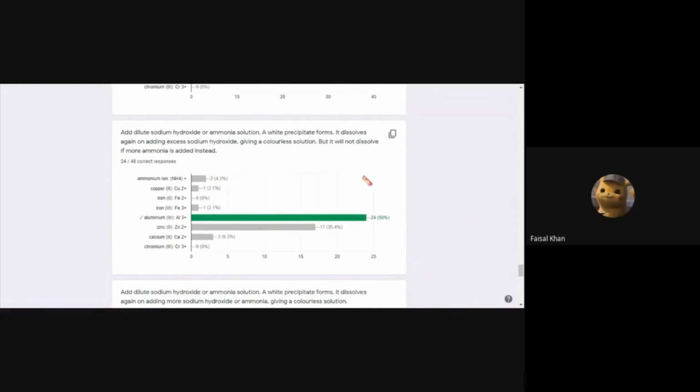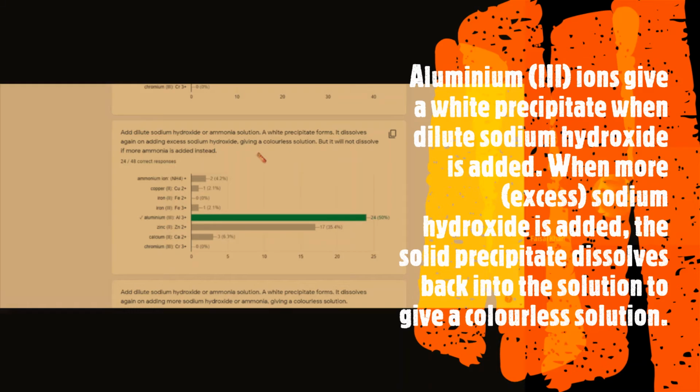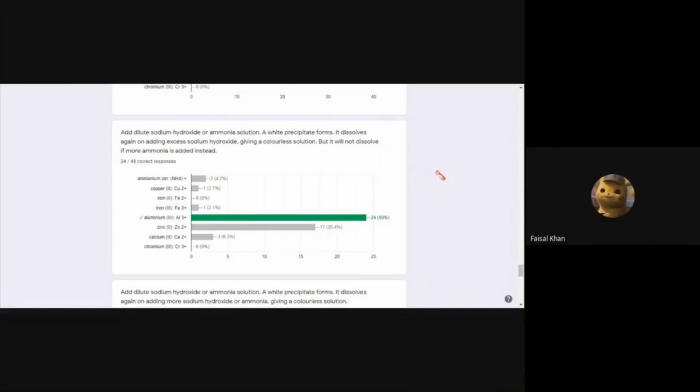This one caused the biggest upset. Aluminium. It's a very unfamiliar test. So sodium hydroxide or ammonia. So you're basically a base. A white precipitate forms, and it dissolves again on adding excess sodium hydroxide.